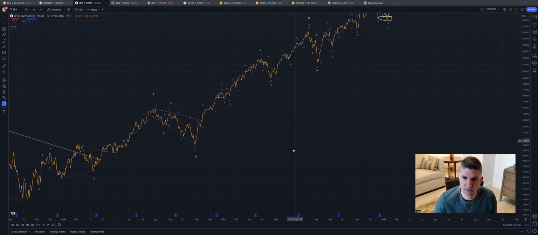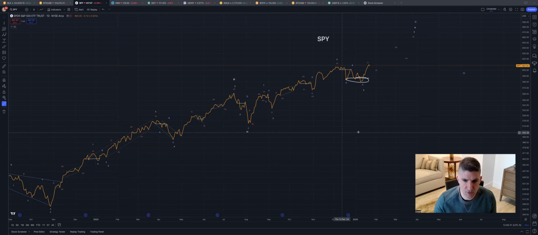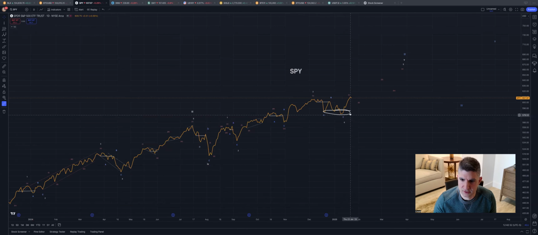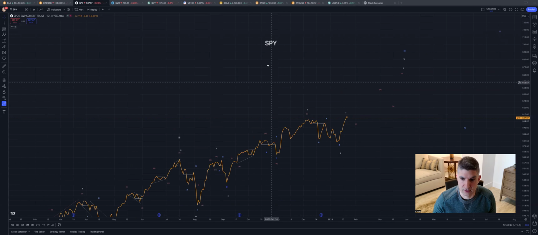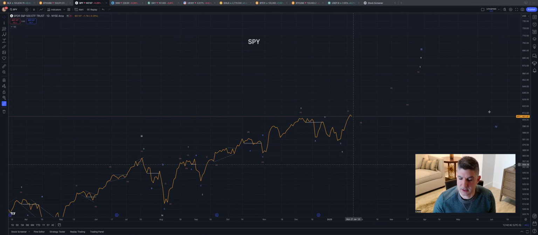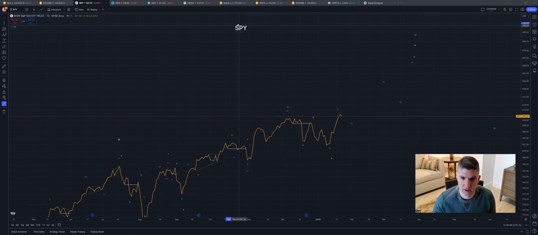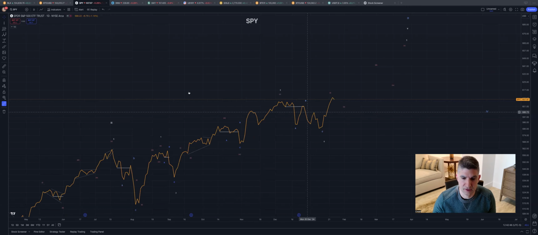Doesn't make any sense to me, but that's the beauty of markets. The market makers deserve a round of applause for instilling that level of fear in market participants. But again, SPY looks very constructive. A pullback here would be completely healthy and completely normal, especially after, look at that engulfing move, right?